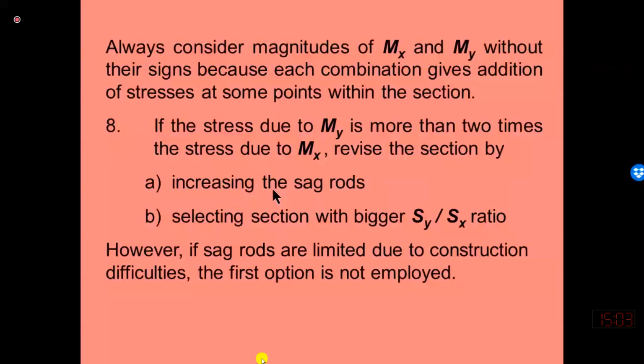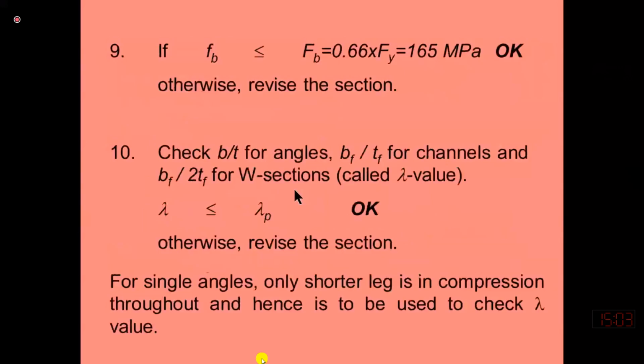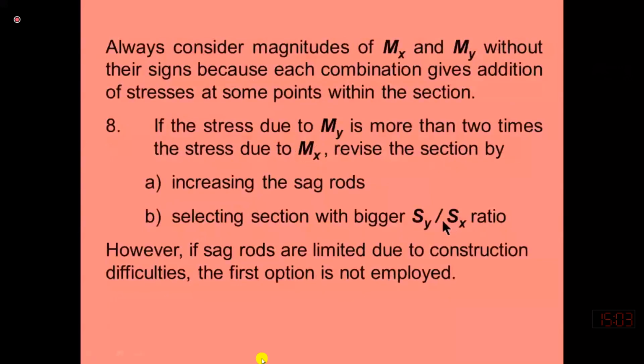And if the channel section is not satisfying, we can move to W section. Or we will try to select a section which has a larger Sy over Sx ratio as compared to the previously selected section. However, sag rods are limited due to construction difficulty, so the first option is not employed. At some time, due to design constraints or construction constraints, we cannot provide the sag rod. If we cannot provide the sag rod, then we need to select a section having an Sy over Sx ratio larger than the previously selected section.